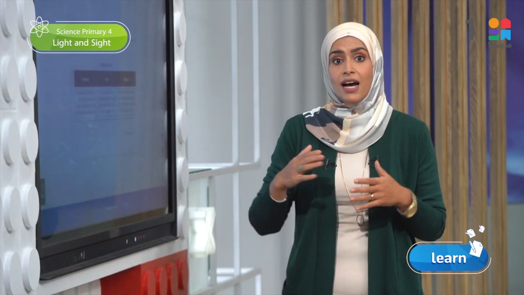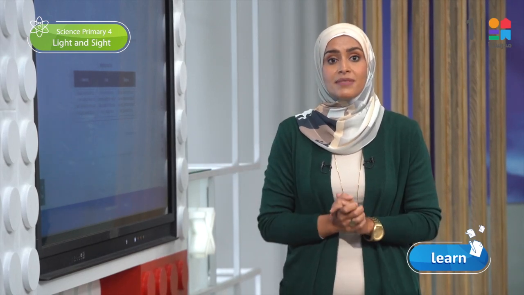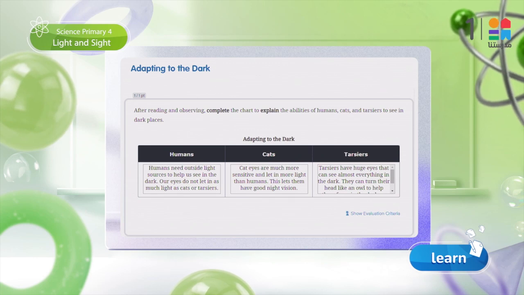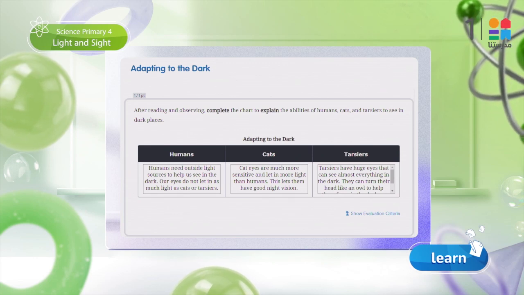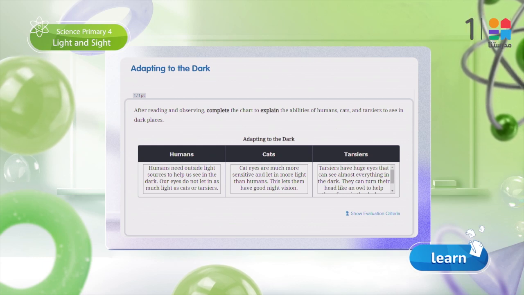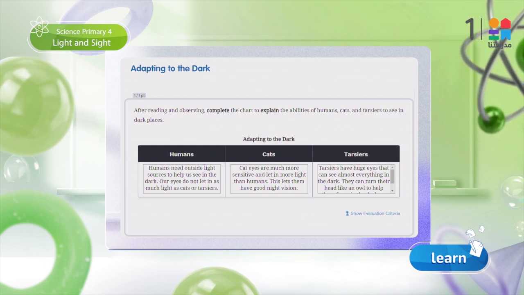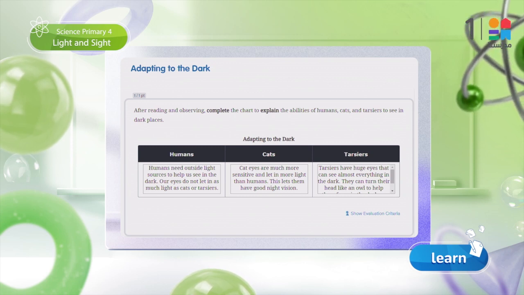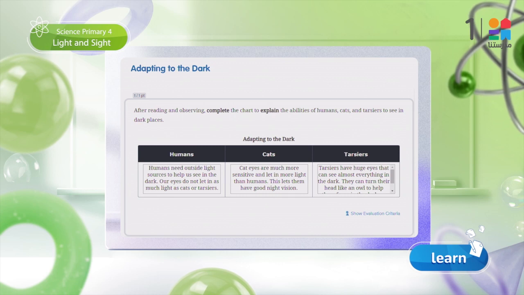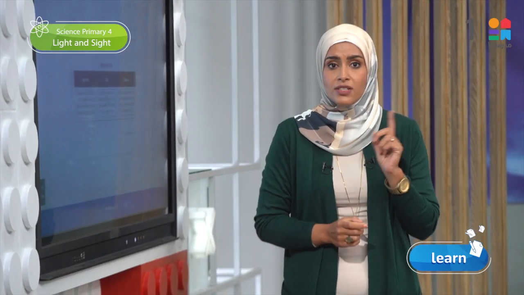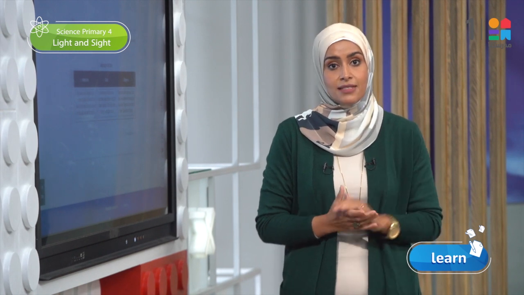Humans need an outside light source to help them see in the dark. We always need a light source to see. We agreed that we see because of light reflection, so I must have a source of light. Our eyes do not let in as much light as the nocturnal animals. So, you don't see human eyes glowing or shining at night like the nocturnal animals. That's why we cannot see in low light areas.